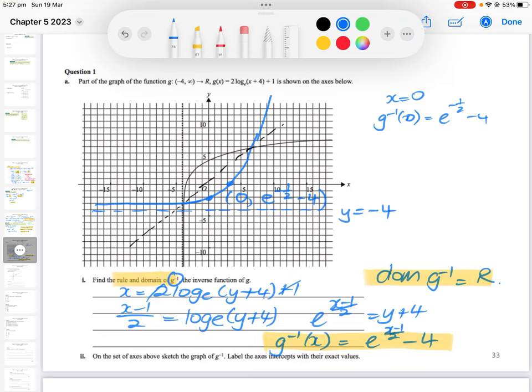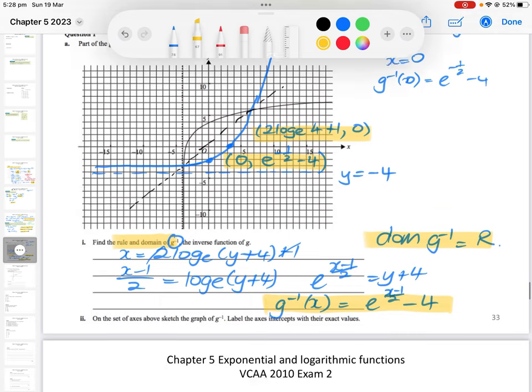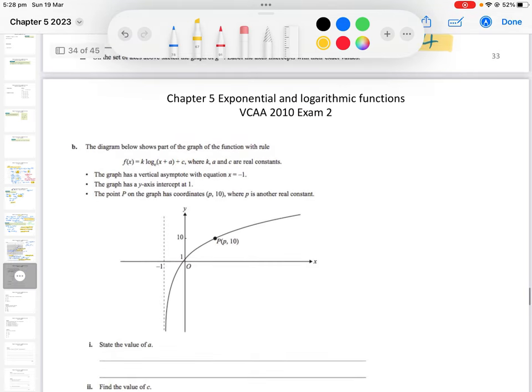That's a lot, isn't it? And then the other one I might say is what was g of 0, because we know that that would swap. So g of 0 was 2 log e4 plus 1. So that's my other intercept, which is here. Okay, so we've made sure that we've labelled both of those. Hopefully they're right. I haven't got the answers in front of me because I forgot to do it last time.